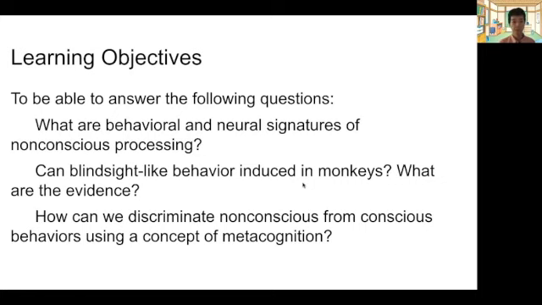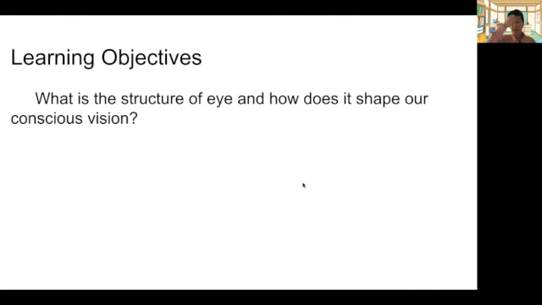We are going to discuss how we can discriminate non-conscious from conscious behaviors using the concept of metacognition. And then towards the end of the lecture today, we are going to discuss the structure of the eye and how it shapes our conscious vision. This is a relatively big topic, so it's likely to span into the next lecture.